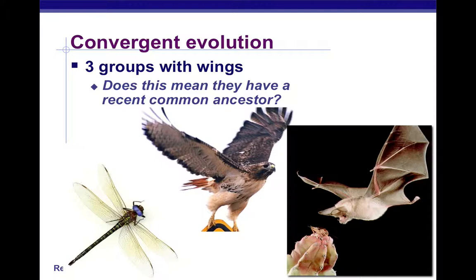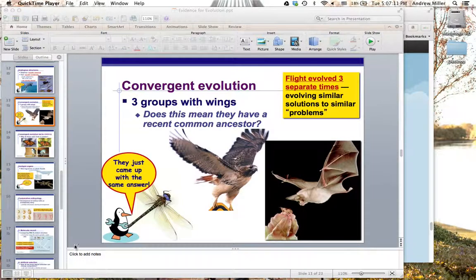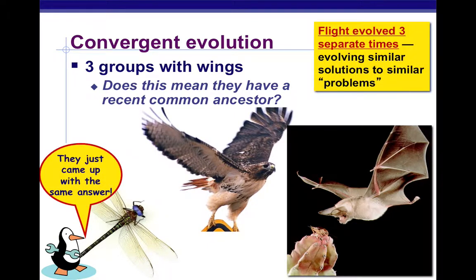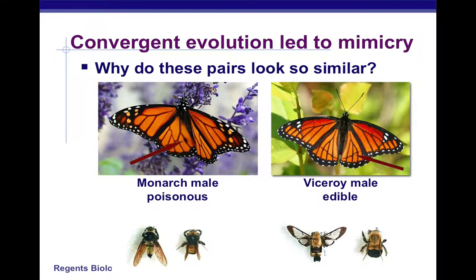Convergent evolution indicates there are three groups of organisms that all have different ancestors, but all had the same problem. And they all evolved wings to solve that problem. So we call that convergent evolution. It's evolution that is converging to have the same function. They don't have the same ancestor, but they evolved to solve the same kind of problem. In this case, they want to fly, so they evolved to fly.